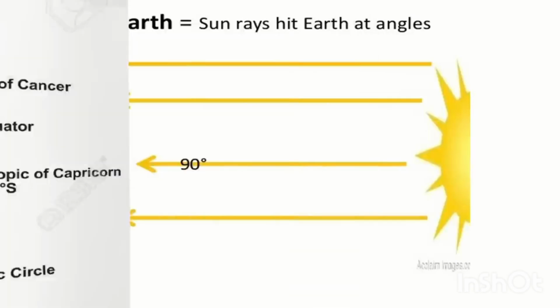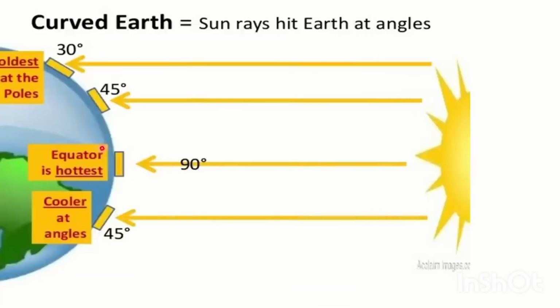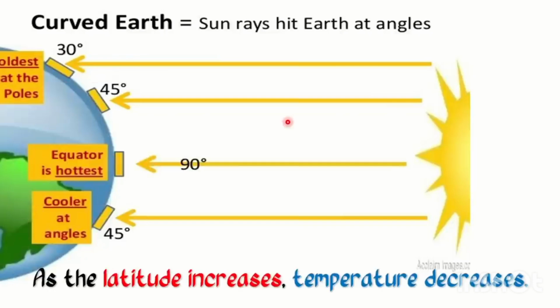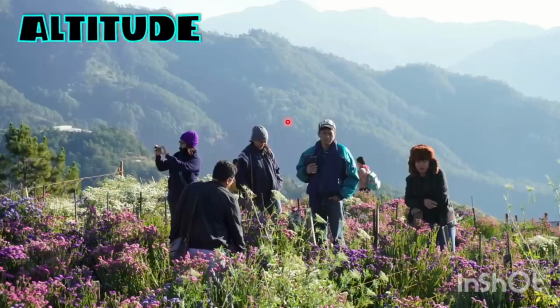Take note of these, class. Places that are near the equator have high temperature. Places that are far from the equator have low temperature. Or we can say, as the latitude increases, temperature decreases. Let's proceed to the second one, and that is altitude.